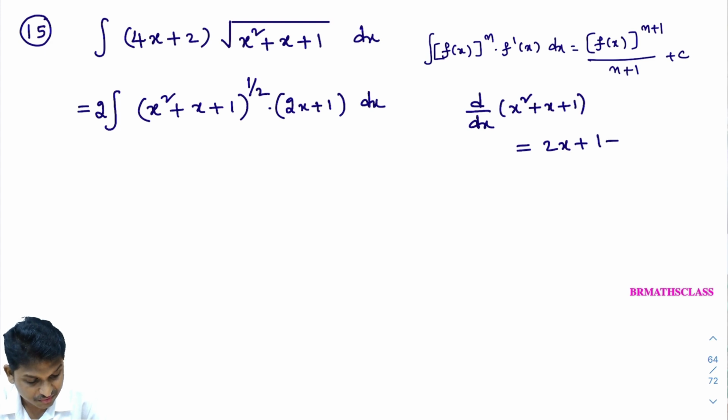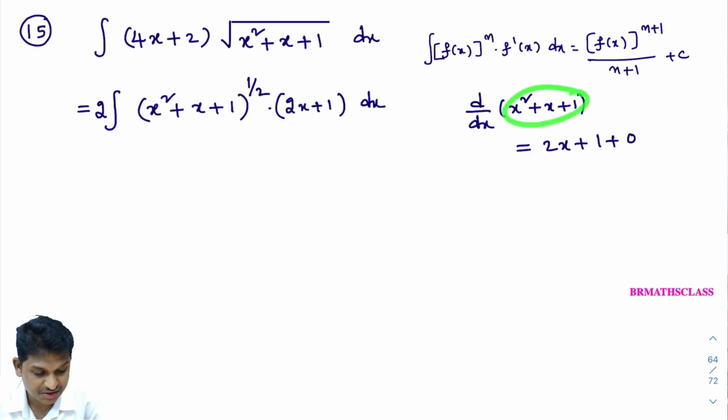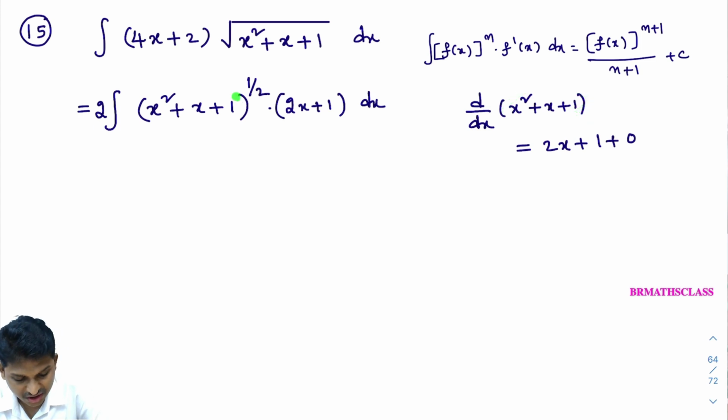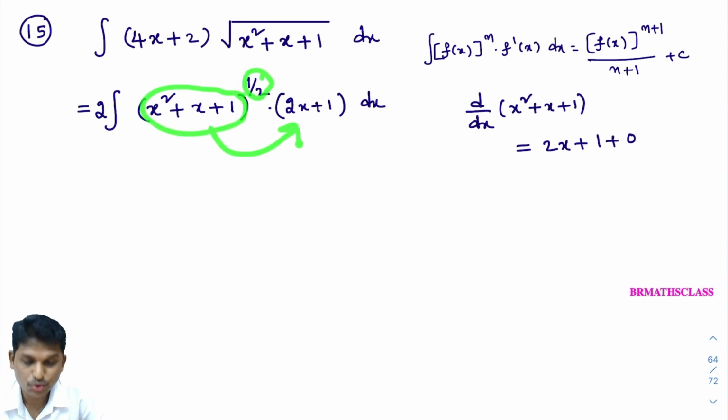Plus derivative of 1. Derivative of a constant is 0. I'll write that. So the derivative of x square plus x plus 1 is what? That is 2x plus 1. Look here, derivative of x square plus x plus 1 is 2x plus 1. You observe this. This is f of x, this is n. Its derivative is 2x plus 1. So the given integral is of the form f of x whole power n into f dash of x dx. Yes, the given integral is of the form f of x whole power n into f dash of x dx.